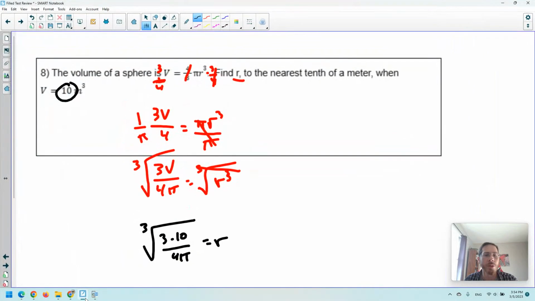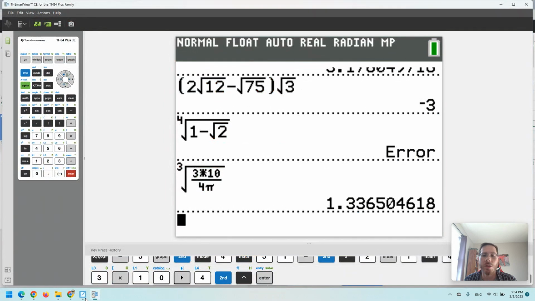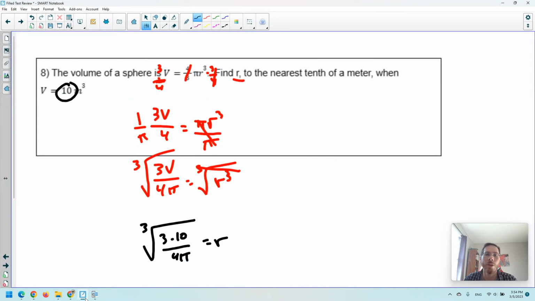1.336. How many decimal places are we asked for? Nearest tenth of a meter, so that's 1 decimal point, so 1.3. So r equals 1.3. It's in meters, so we can put it in meters if we want.